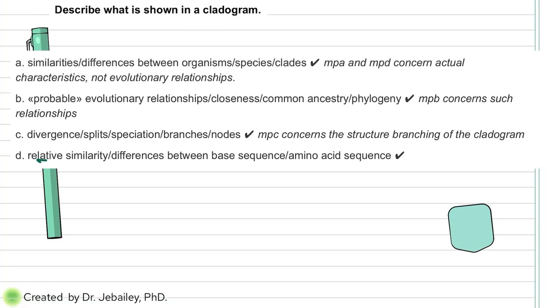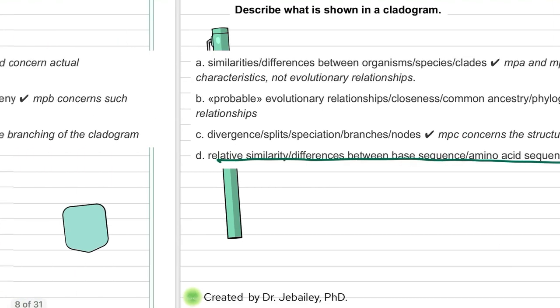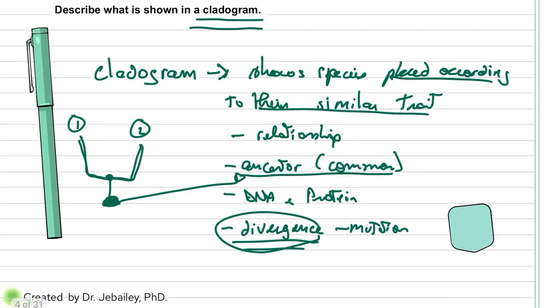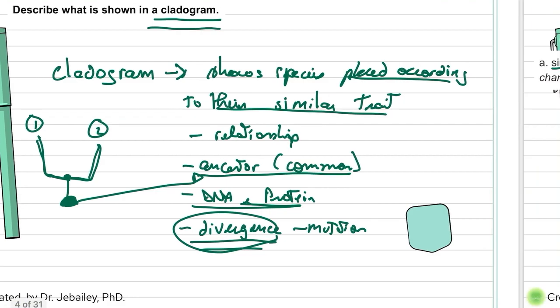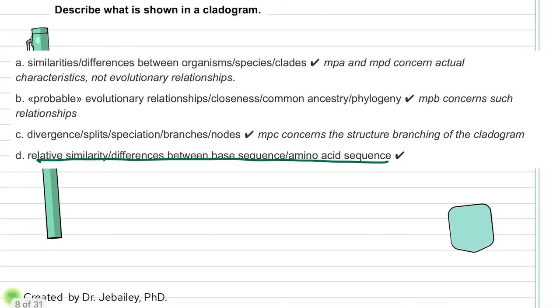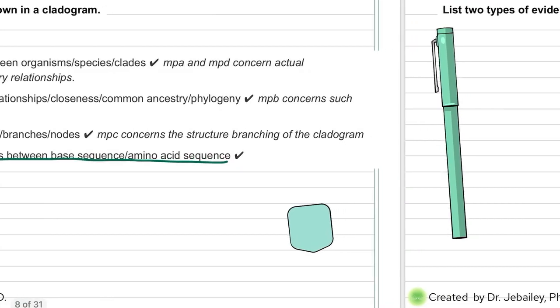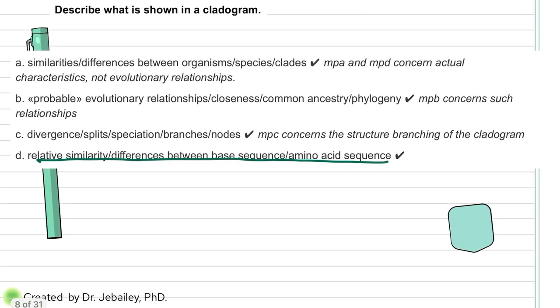What else do we have? Relative similar differences between base sequence and amino acid sequence. I did mention here, again, how we can look at their DNAs and proteins and see how close they are or not. Out of these guys, you can see that this is what a cladogram is about.